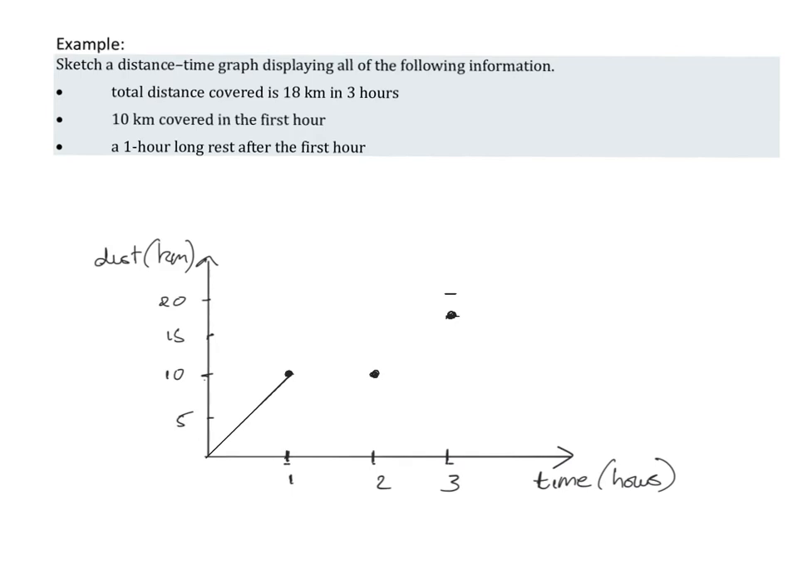I don't travel anywhere. And then obviously I've got to finish my journey off to get up to that total distance of 18 kilometres in 3 hours. So that is what my graph looks like. Again, that bit there is 3 and that bit there is my 18. So that is my graph.